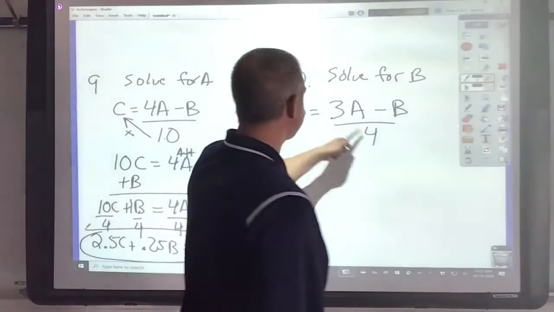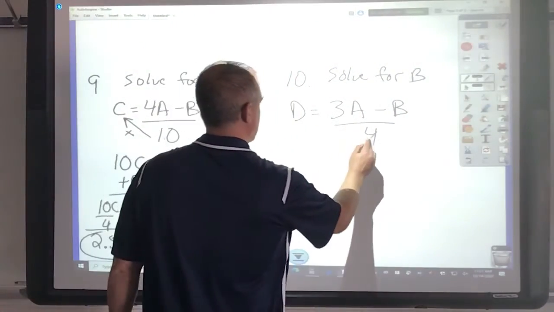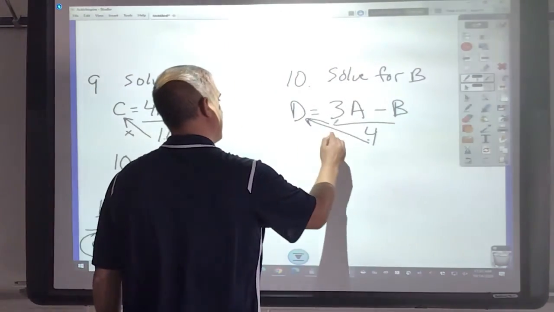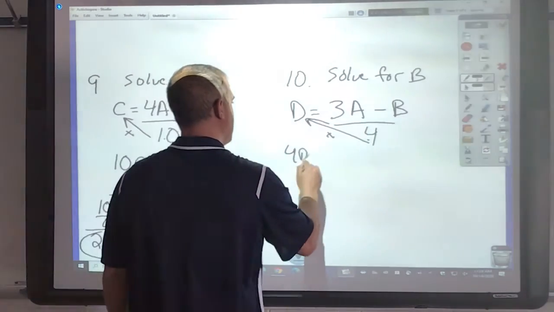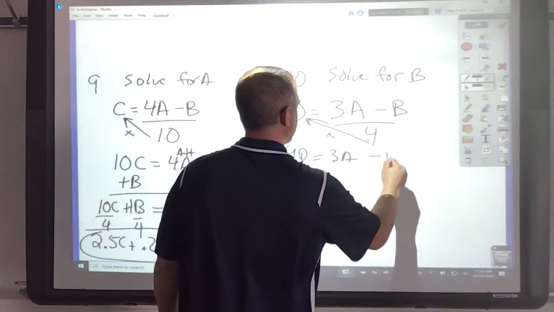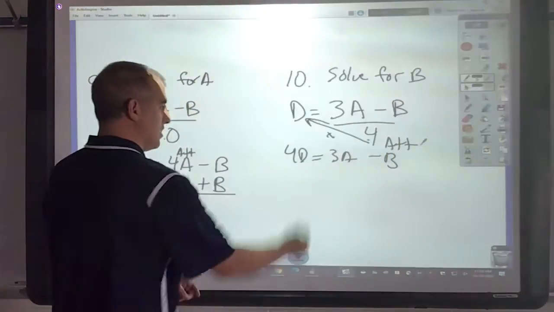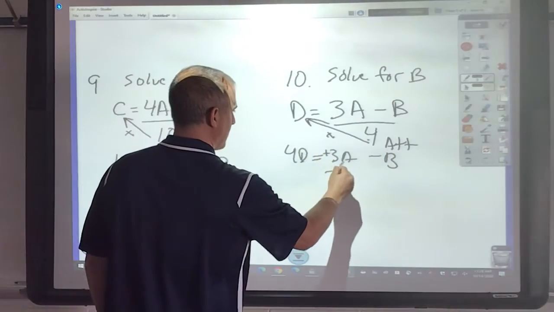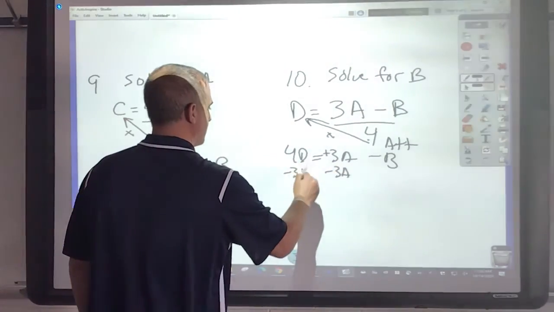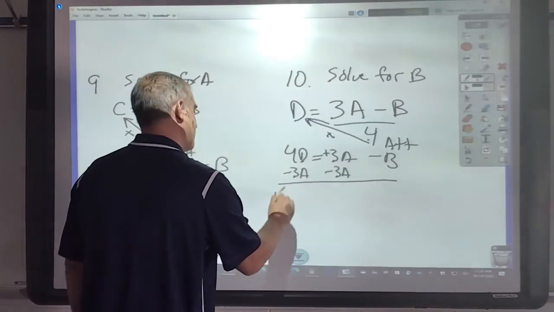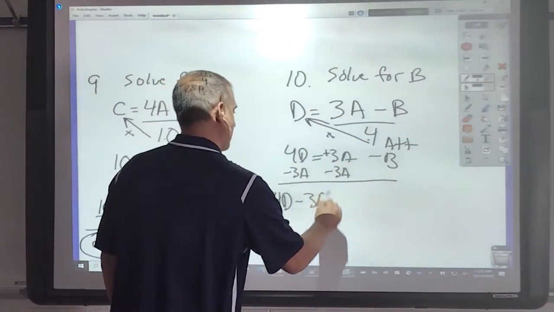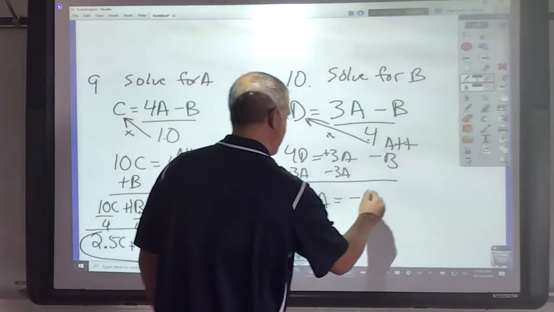So for this one, I would want to solve for this by cross multiplying. 4 times d would be 4d, and I got 3a minus b. So what I'm saying is this is the attached. So I gotta move this, this would be a plus there, so I have to subtract 3a. So 4d minus 3a. I cannot combine those because they got letters, so I got negative b here.